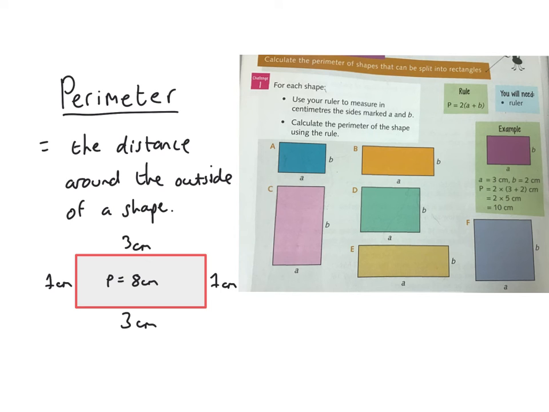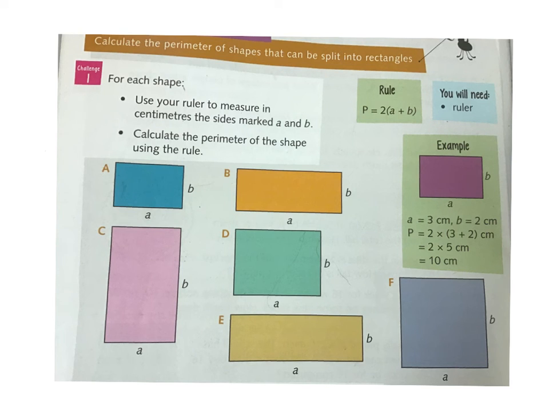Let's move on and look at some of the challenges you'll be doing today, just to make sure we all know what we're doing. So today we're going to be calculating the perimeter of shapes that can be split into rectangles. That's either whole rectangles or maybe 2 or more rectangles that have been joined together. Now for challenge 1, it says you're going to need a ruler, and what you have to do is use your ruler to measure the centimetres, the sides marked A and B, and then calculate the perimeter of the shape using the rule. And we'll talk about the rule in a moment.